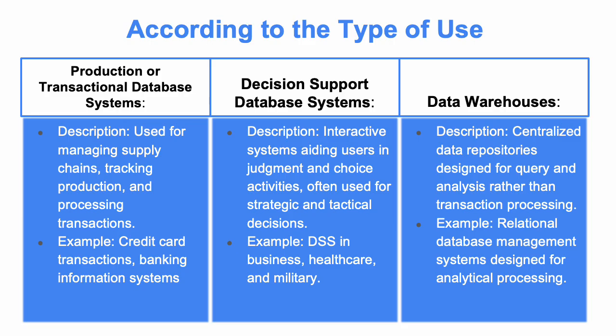The production or transactional database system is used to manage things like supply chain, production of items in factories, inventory in warehouses or stores, and orders for items. The transactional database will handle things like credit card purchases and generating monthly statements. They are also used in banks for customer information, accounts, loans, and other banking transactions.